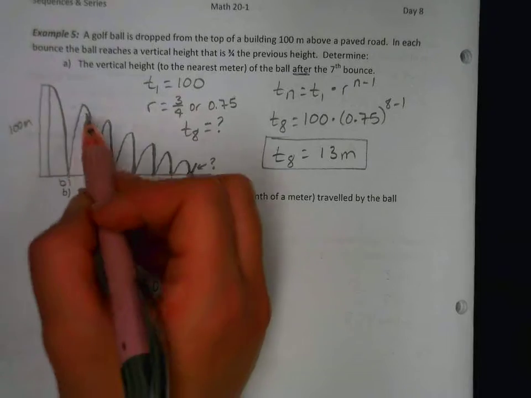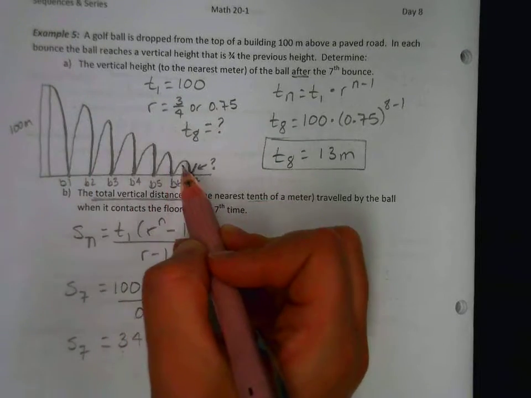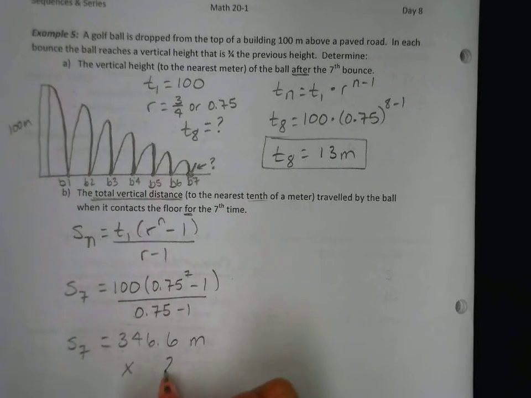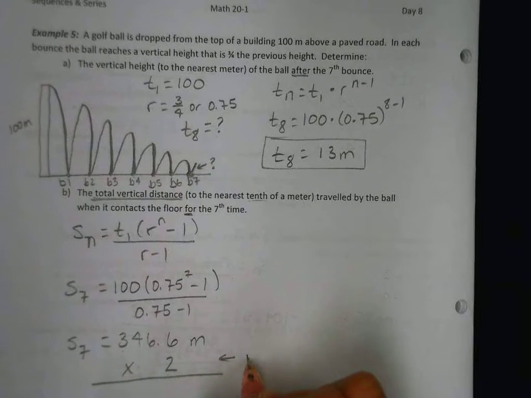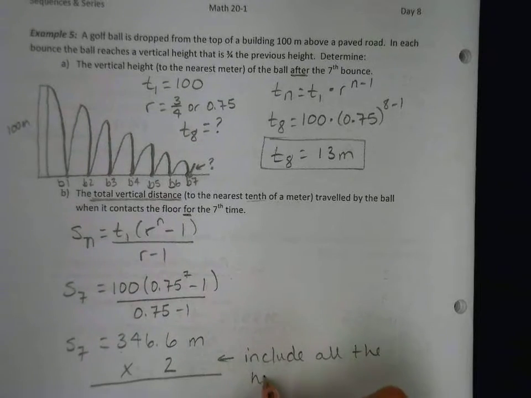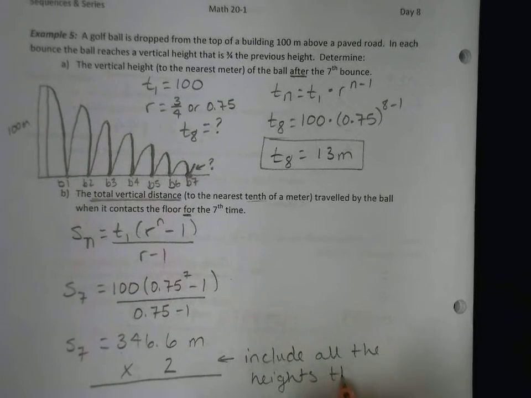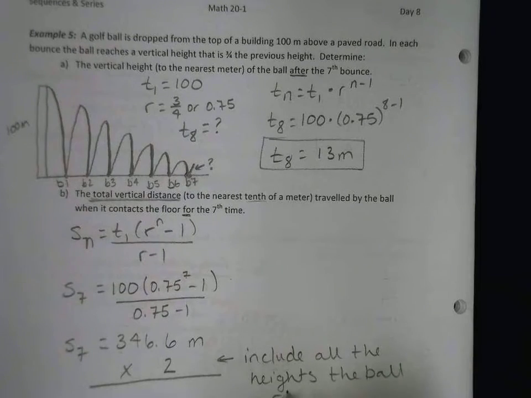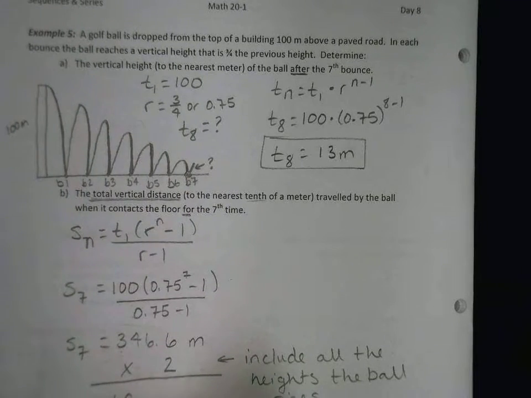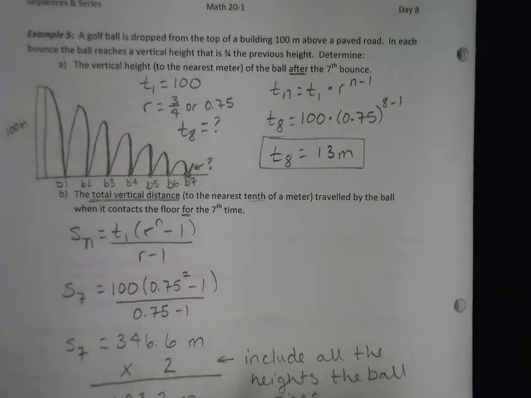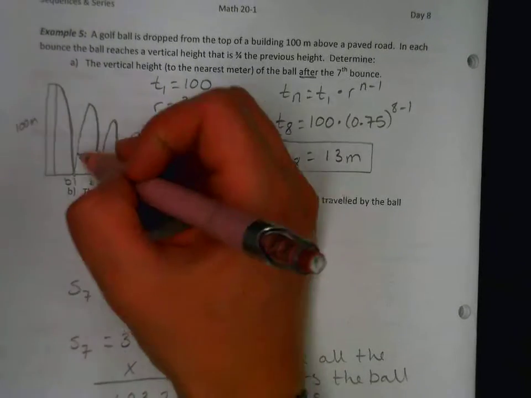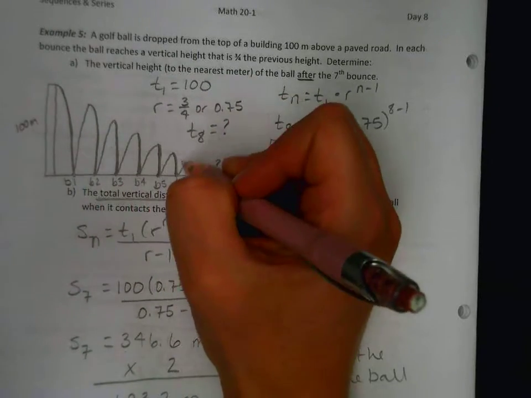So in order to include all of the heights, what do I need to do to this value? Well, I'm going to double it. I'm going to multiply this now by 2 to include all the heights the ball rises. So now we're at 693.2 meters.